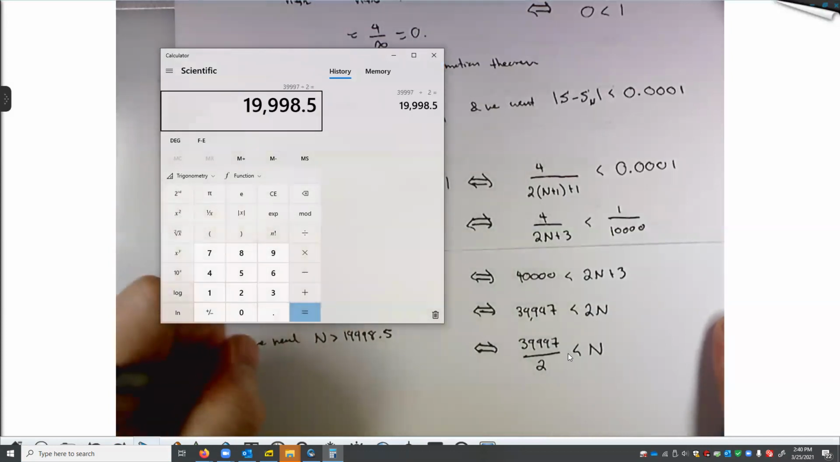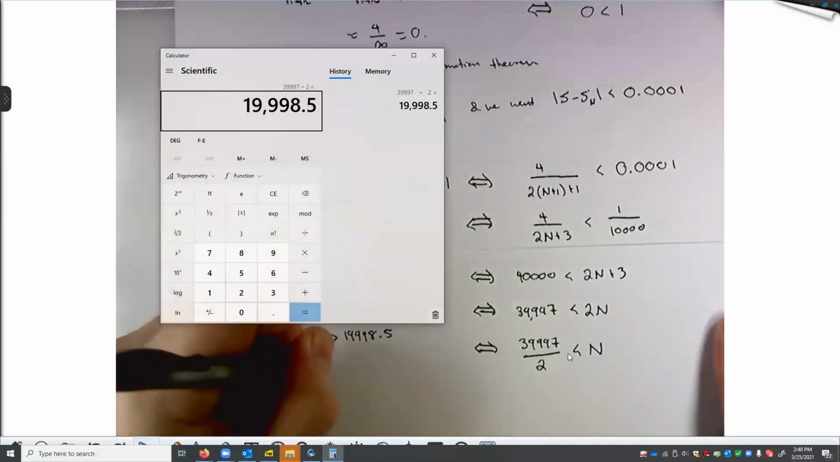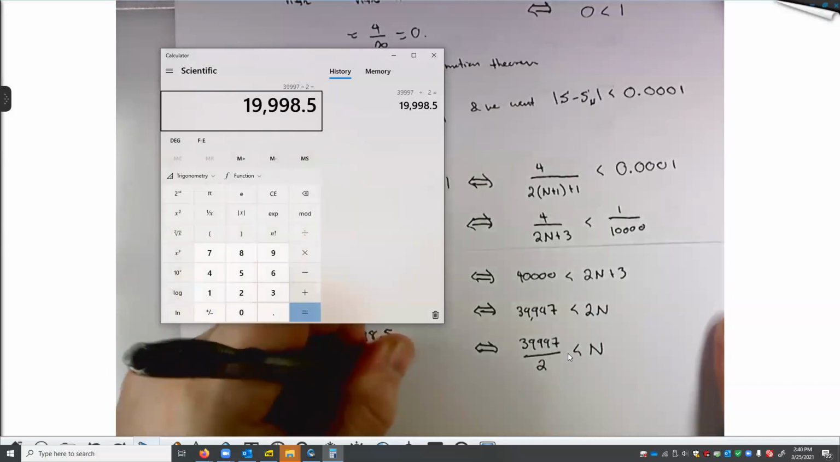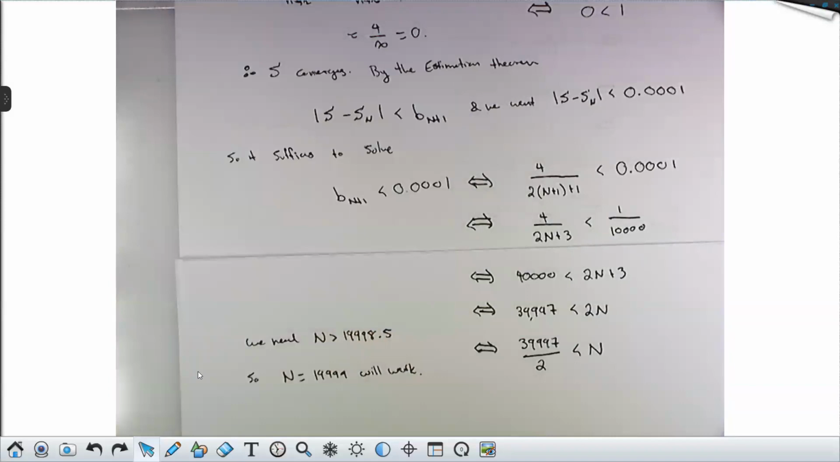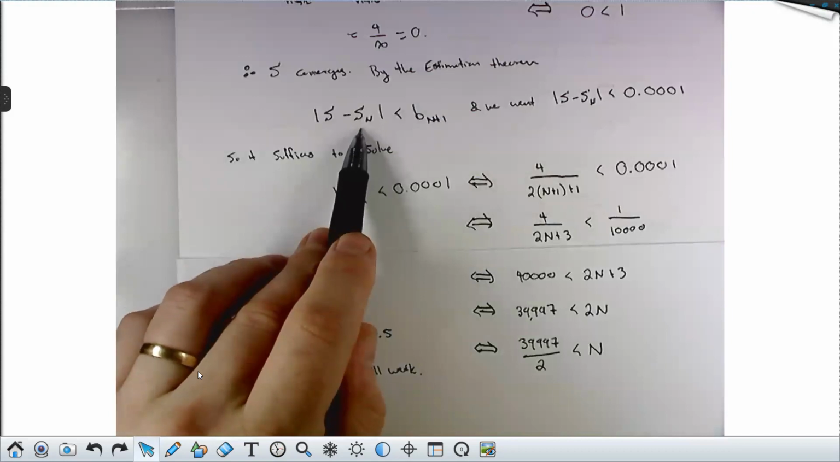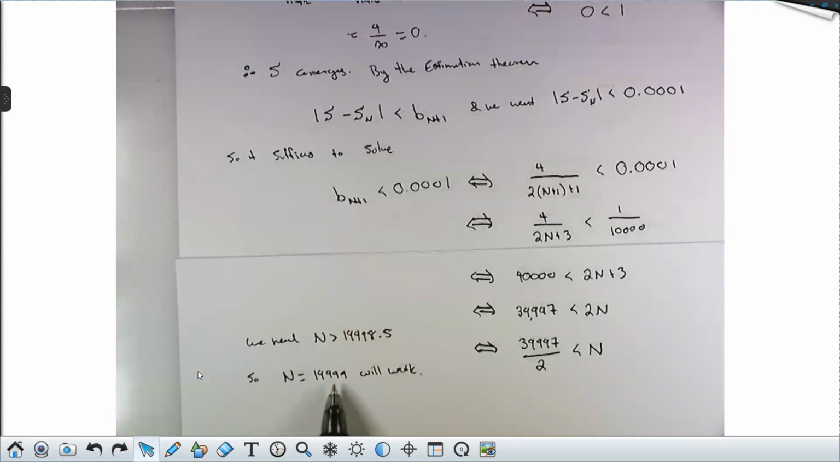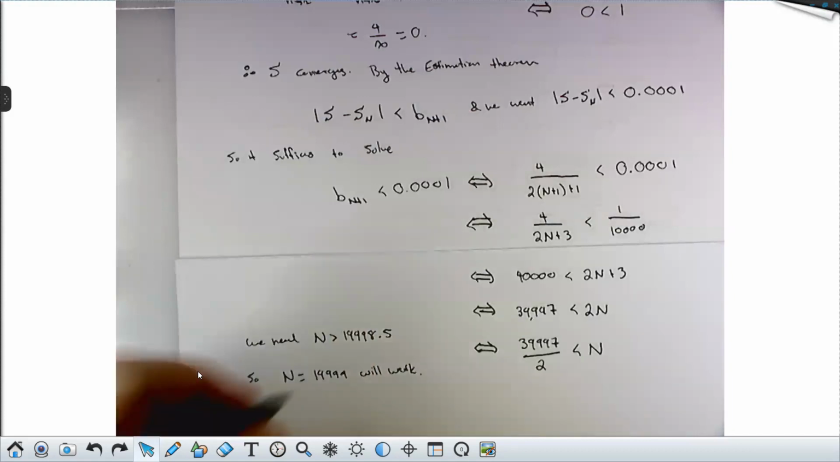So we need N greater than 19,998.5. So N equals 19,999 will work. Oh, do I have an extra 9 here? 19,998. No, that's good. All right. This means that the Nth partial sum of this series with N equal to 19,999, so the 19,999th partial sum, should be accurate to 3 decimal places.